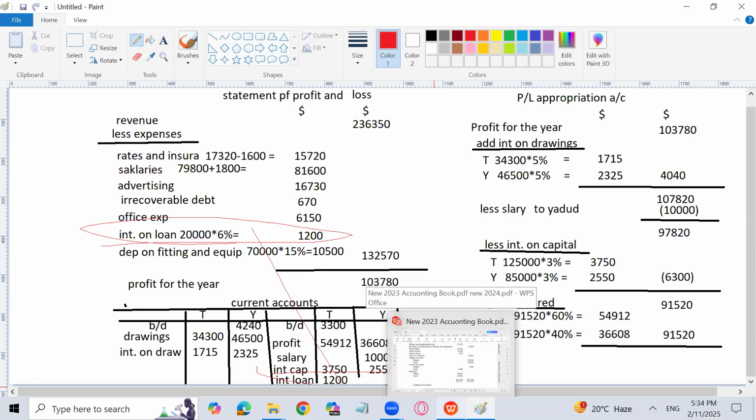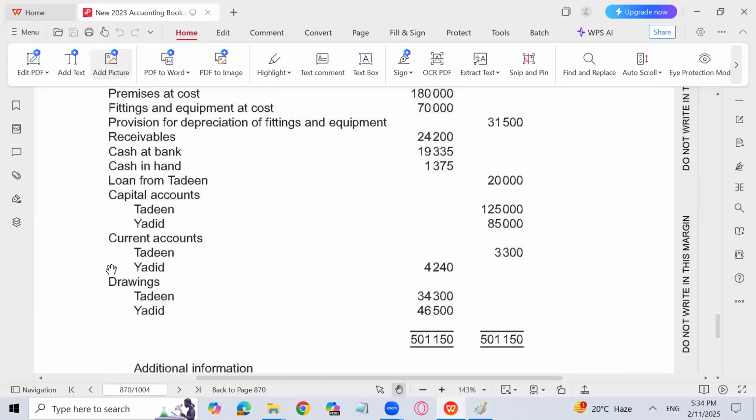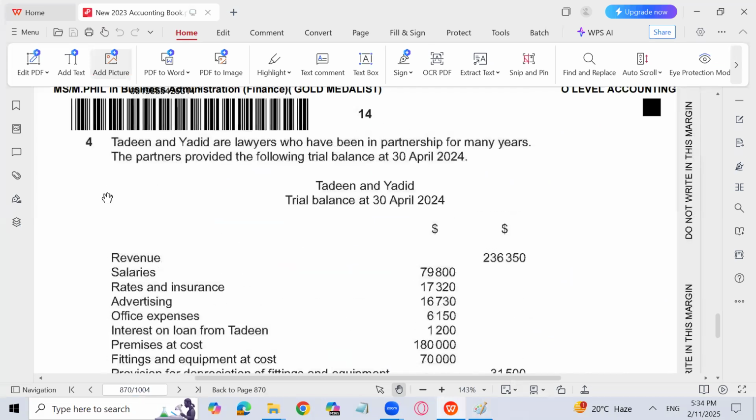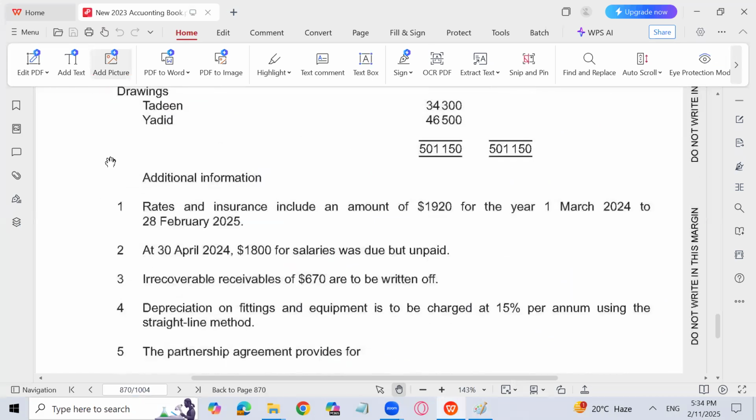You only have to remember the point of interest on loan. And this question is regarding a service business. One more point which is difficult is the rent and rates. Salaries owing will be added, obviously.